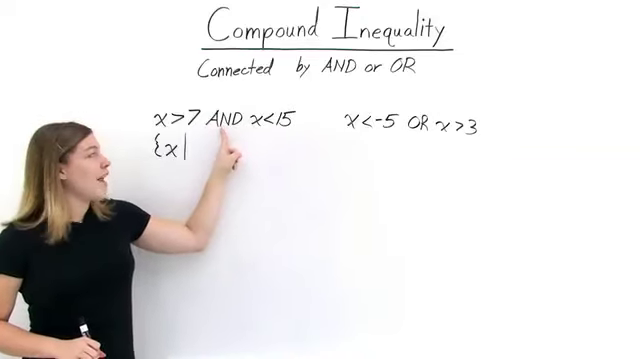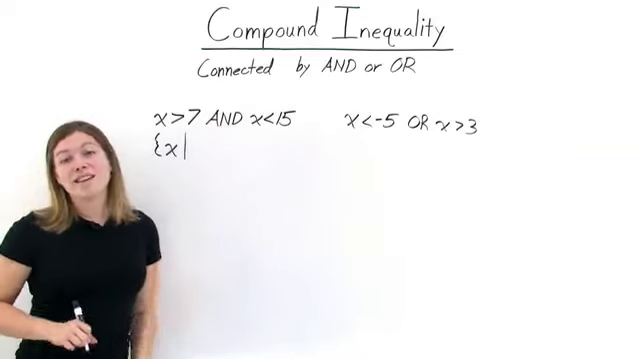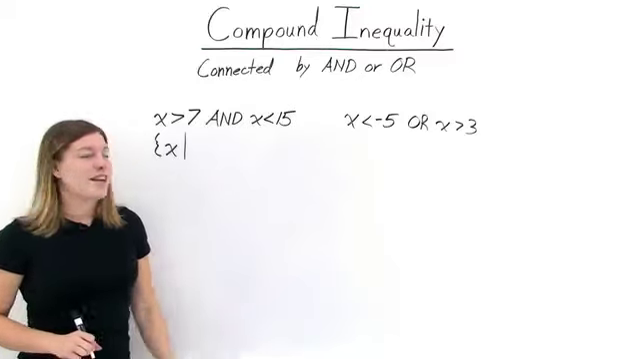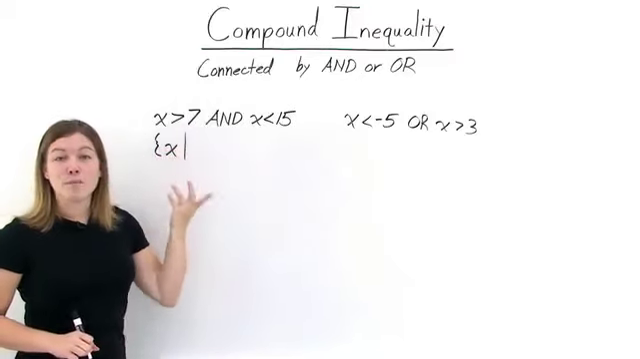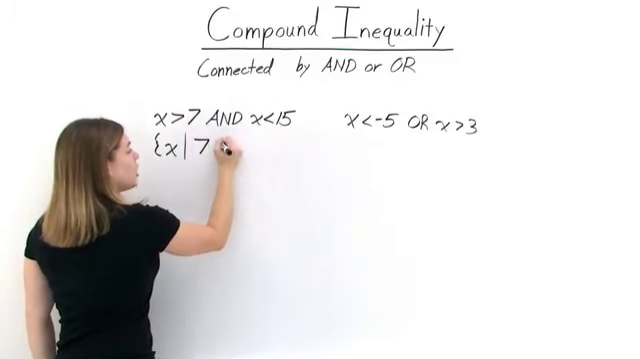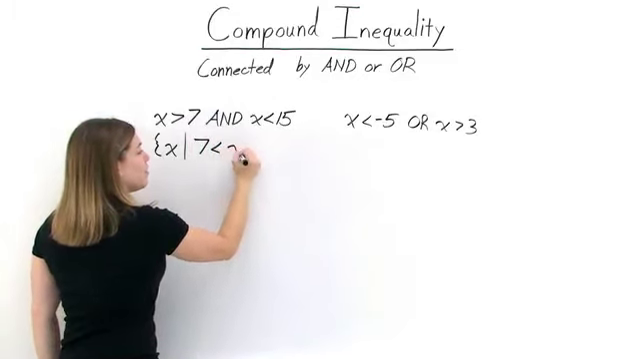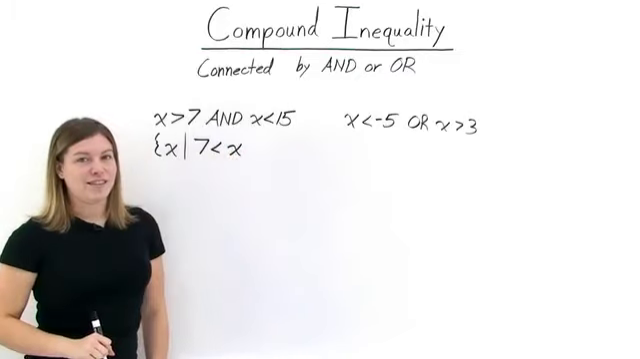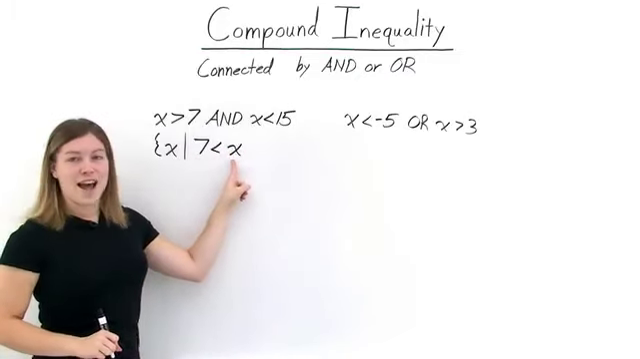But because this is an "and" compound inequality, we can simplify it. To do this, take your first inequality and flip it completely over. So, write 7 first, and then change the greater than symbol to a less than symbol, and then write x. Now we have 7 is less than x.